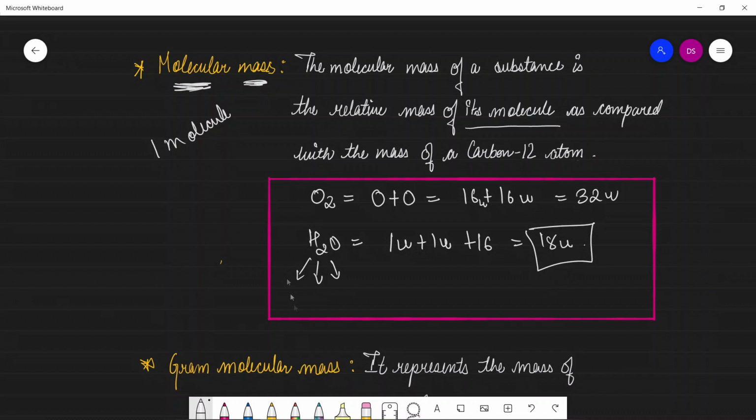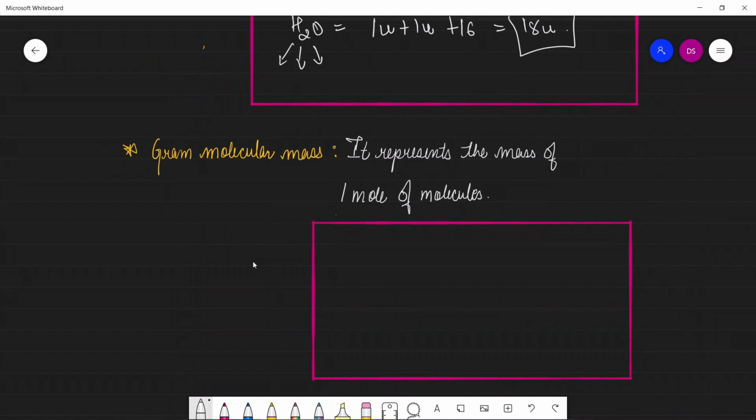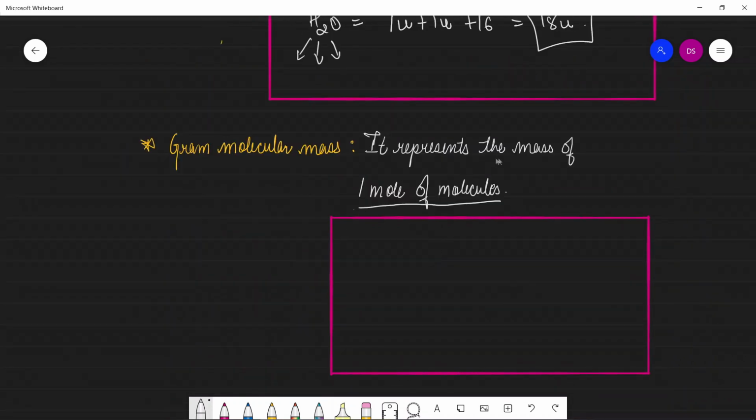Now the next definition we have is the gram molecular mass. The gram molecular mass is the mass of one mole of the molecule, that means Avogadro number of molecules. So if water has 18U molecular mass, then it is going to have 18 grams of gram molecular mass.